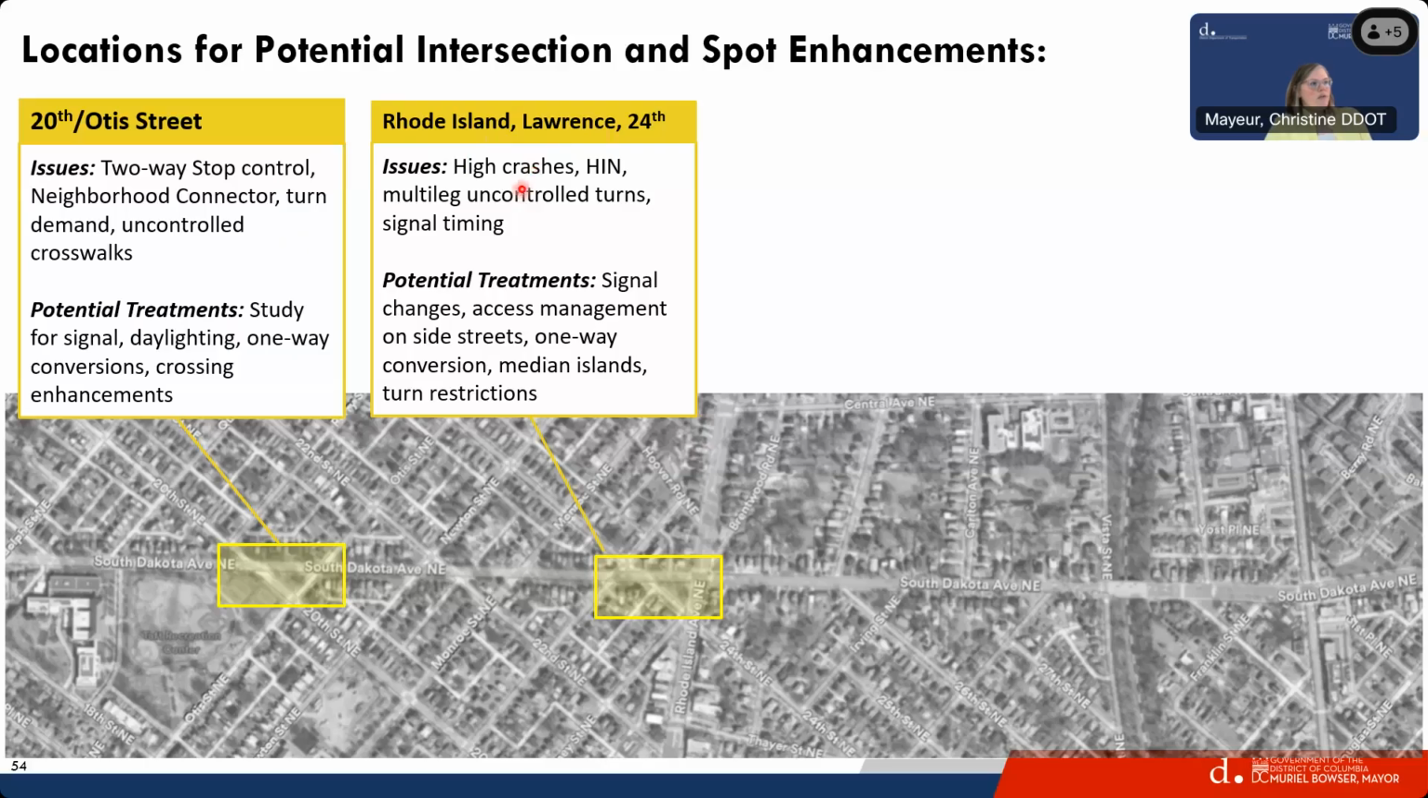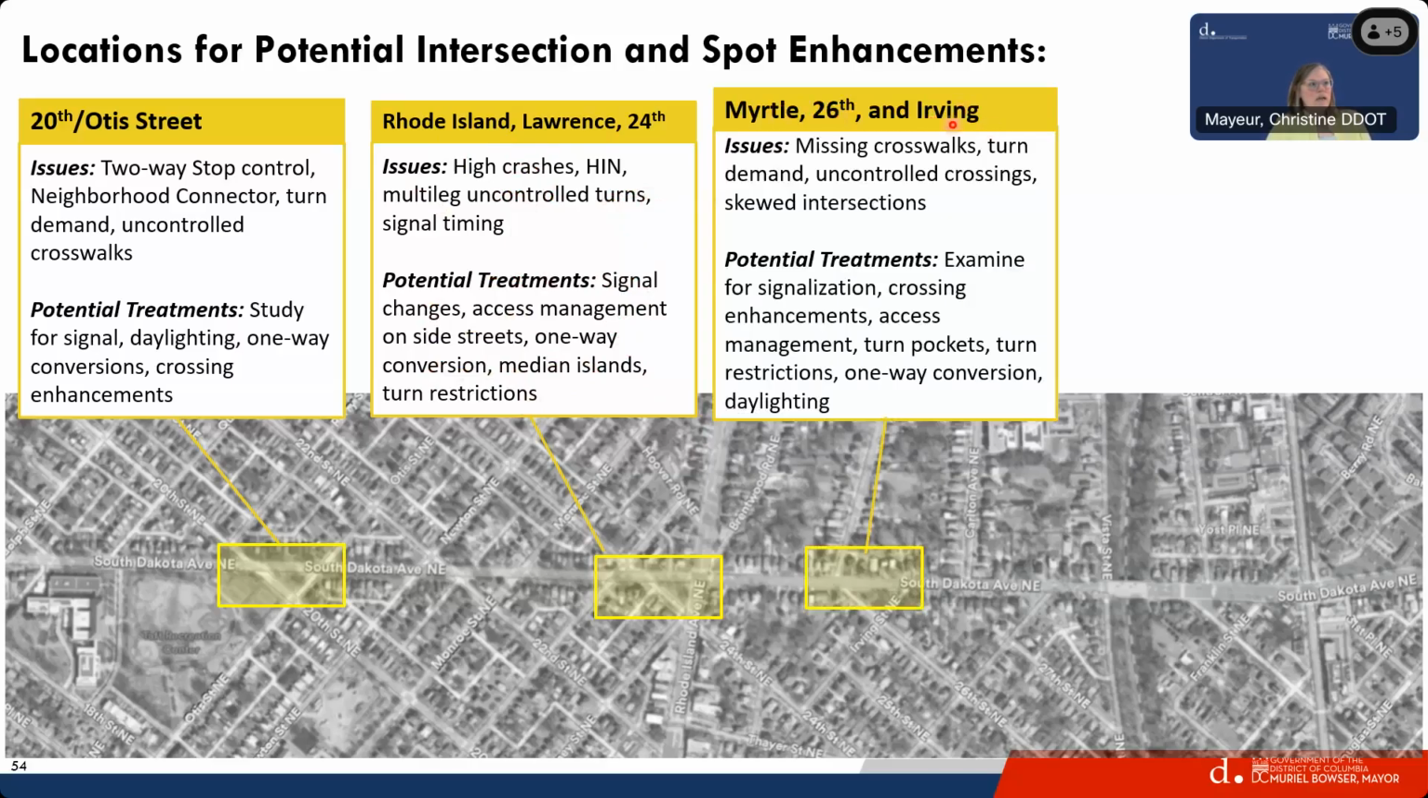Rhode Island, Lawrence, and 24th. This is a high injury intersection, so we'll likely have this be one of our focus areas. Signal changes here, some access management, trying to simplify the intersection and reduce all of the conflict points or potential crash locations, looking at median islands and turn restrictions to try and make that safer.